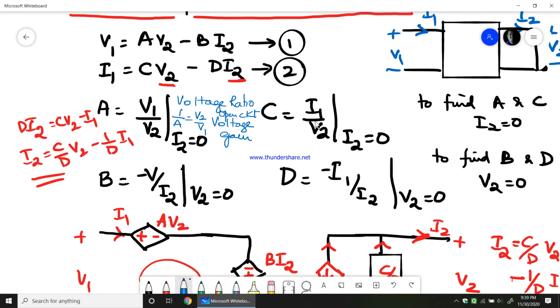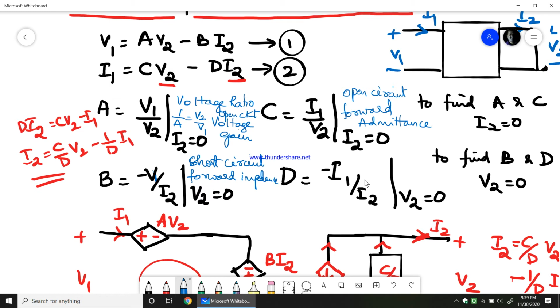Similarly here, I by V is admittance. So I'll say open circuit forward admittance, relating ports 1 and 2. Then this is V1 by I2, so this is impedance. This is short circuit because V2 equals 0. Short circuit forward impedance, because it is V1 by I2.